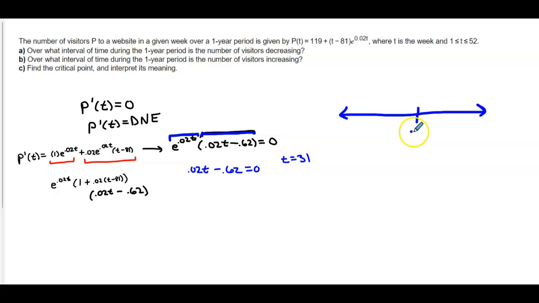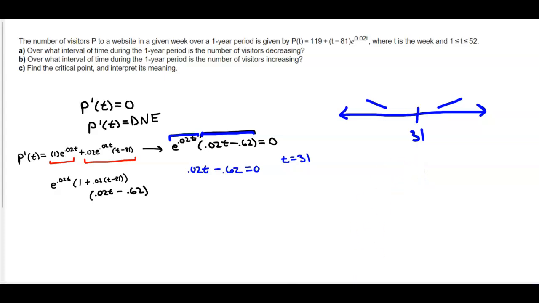The derivative is positive. Here's t equals 31. We should have a positive derivative to the right of 31. If we chose a value of t that's smaller than 31, this factor is negative, which would result in a negative derivative. So we'd have a derivative that's going down, or a function that's decreasing to the left of 31.